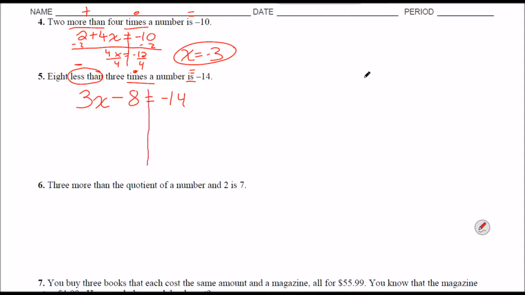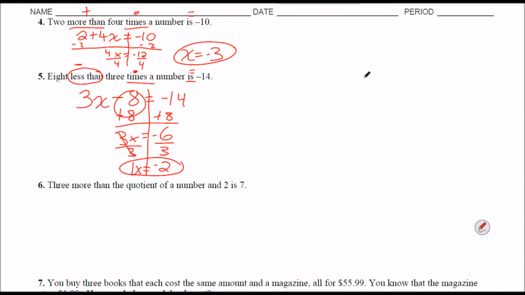Draw on our line. We have to subtract 8 that we want to get rid of first, so we add 8 on each side. That zeroes out on the left. 3x drops down. Negative 14 and 8 make negative 6. We want to get rid of the multiplication between the 3 and the x, so we divide each side by 3. 3 divided by 3 gives us the 1x, and negative 6 divided by 3 is negative 2.